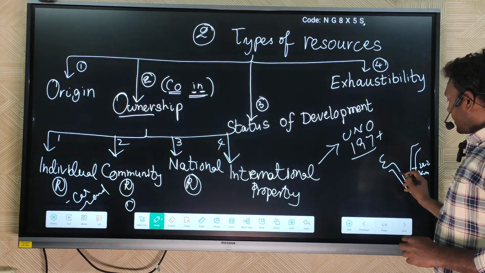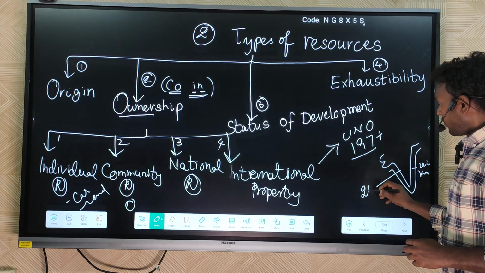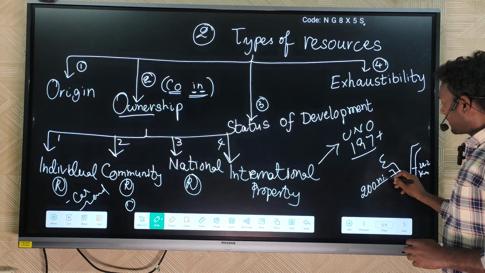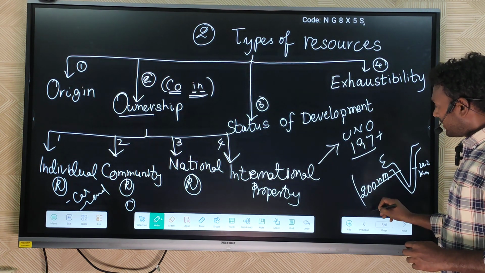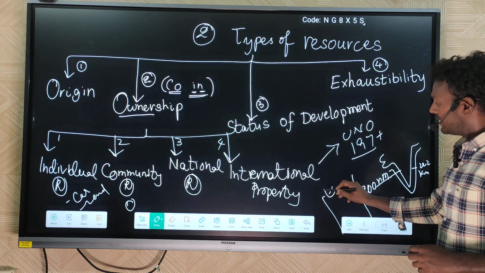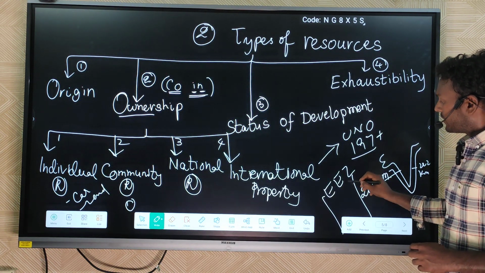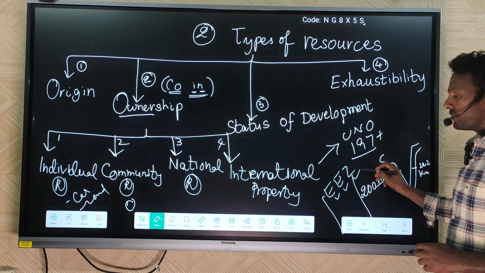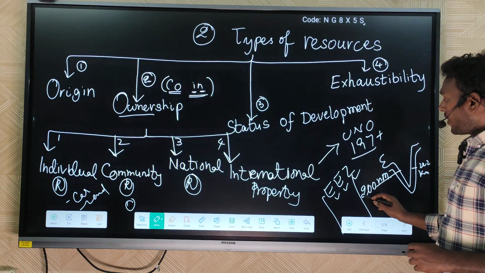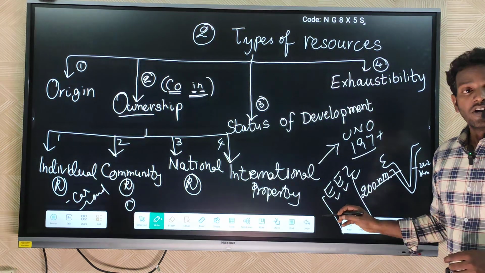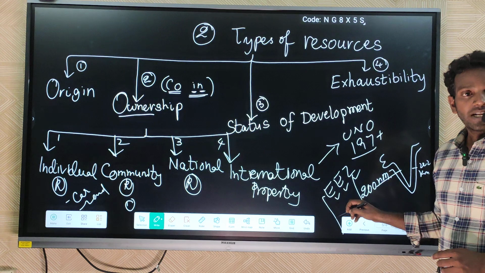But after that, 200 nautical miles, it comes under the EEZ, the exclusive economic zone. Here, no country has the right to utilize this property. Are you getting my point?